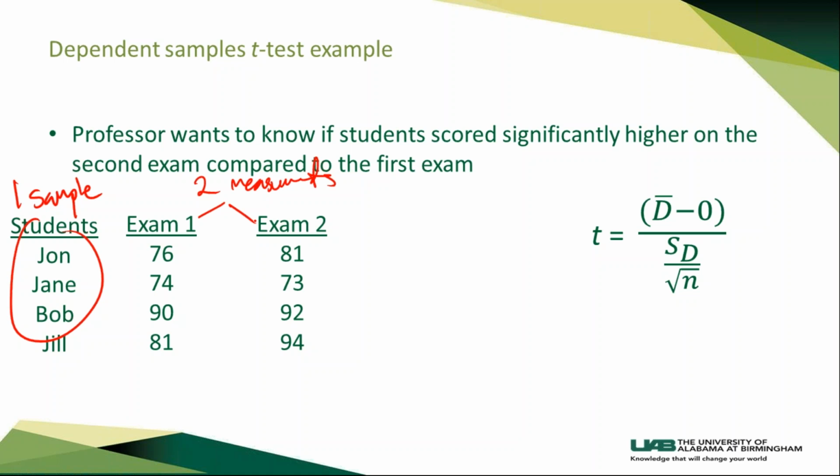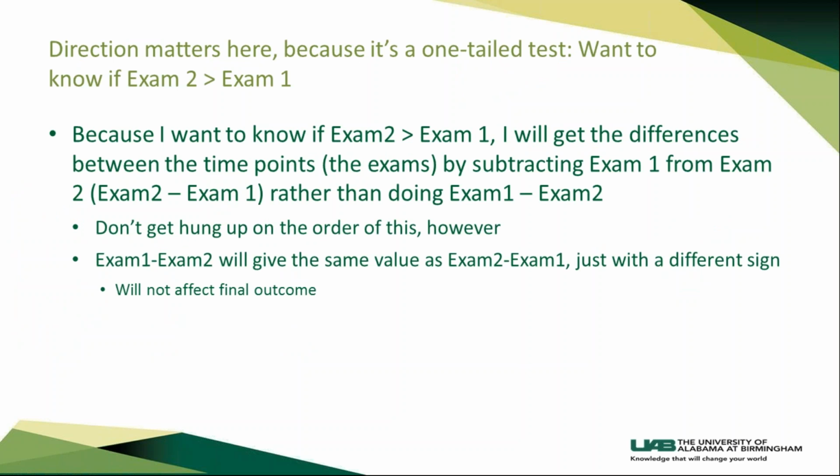So what we have here is a one-tailed test. We have a one-tailed test because we notice that the wording, we see that the professor wants to know if the students score higher on exam 2 as compared to exam 1. So again, direction matters because we see that within the word problem. We want to know if exam 2 scores are higher than exam 1. And because I want to know if exam 2 produces scores that are significantly higher than exam 1, but I have this one sample, I'm going to get the differences between these time points. So I'm going to subtract exam 1 from exam 2 rather than doing it the other way around.